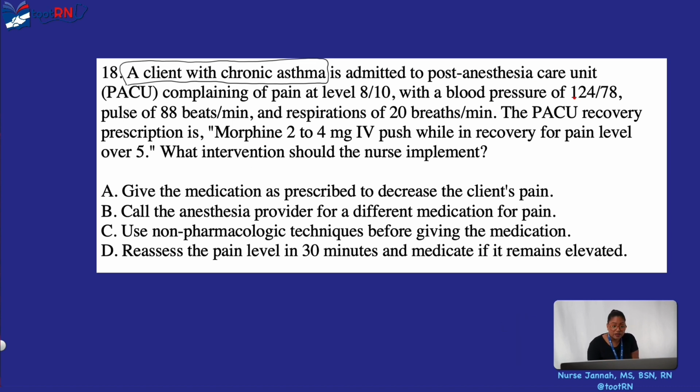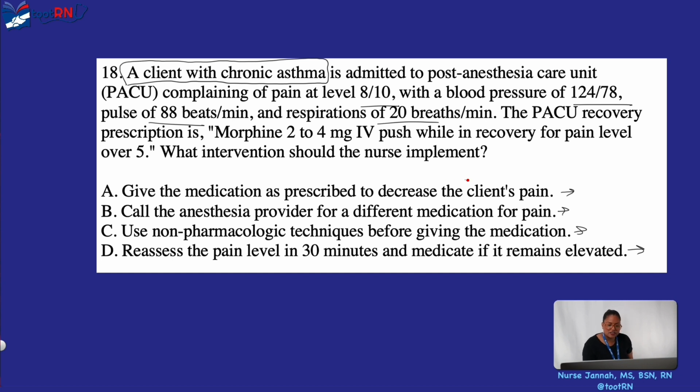So they're in the PACU, they got pain, pretty high, 8 of 10. Blood pressure 124/78, that's fine. Pulse 88 a minute, cool with that. Respirations 20, nice. And we have an order for morphine 2 to 4 milligrams IV push if pain's over 5, and it definitely is, right? So with the exception of the client's pain, everything else is normal. Blood pressure's fine, pulse is fine, respirations is fine, right? We have an order, but they're in a lot of pain, right? So it's asking us, what do we do here? Let's think about our outcomes and pick a solution for our client.